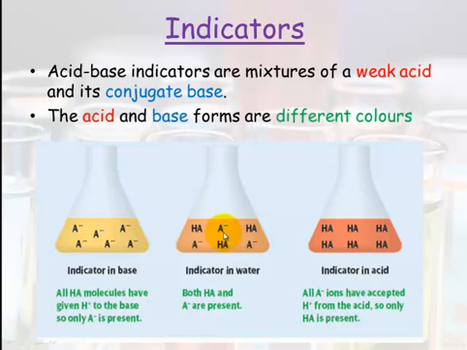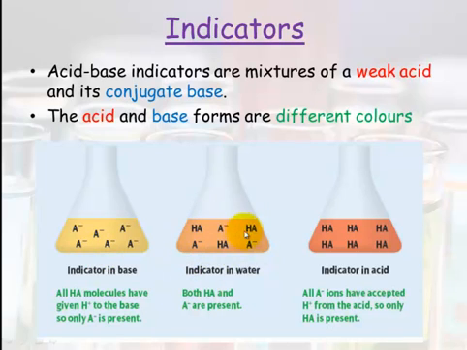Remember, a conjugate base of an acid is just one hydrogen ion less. And that's what you have here. So you have HA, which is the weak acid, and A minus, which is its conjugate base. If we put this indicator into a base, what will happen is all of these weak acids in the indicator will donate their hydrogens, and it will leave us with lots and lots of the conjugate base, which is this lighter yellow colour here.